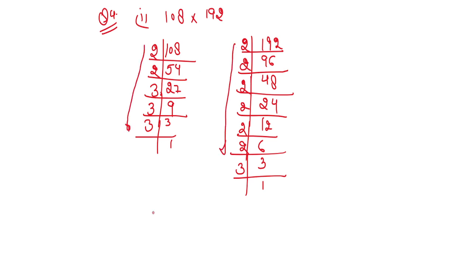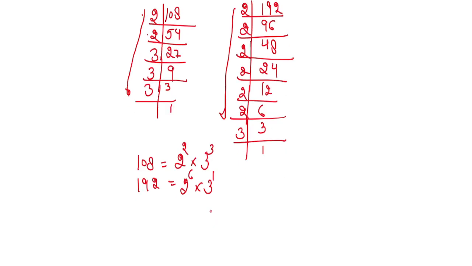Okay. 108. 108 how many times? 2. How many times? 1, 2. 2 raised to the power 2. And 3 how many times? 3 times. Means 3 raised to the power 3. Yeah. Now the next one. 192. 192 how many times? 2, 1, 2, 3, 4, 5, 6. 2 6 times and 3 1 time.